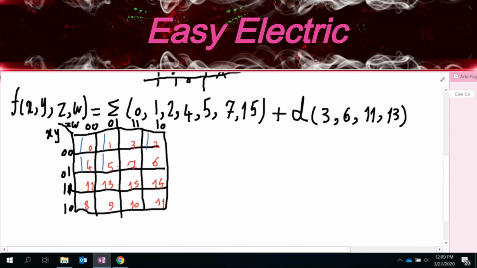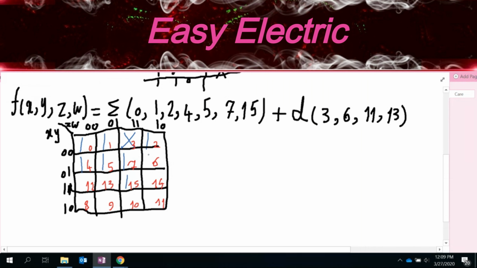You have on 5. You have on 7. You have on 15. Okay, so these are the ones. And see the don't care. Whenever you have don't care, I just put X inside the 3. So here the X is a don't care.